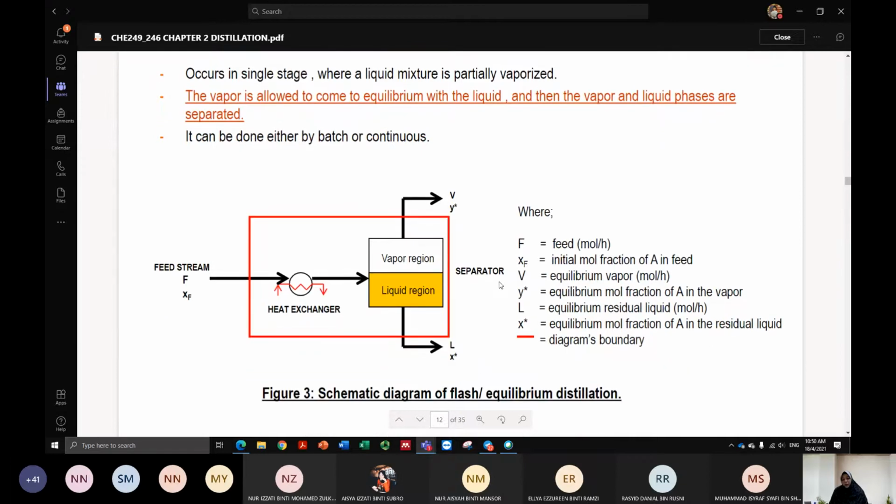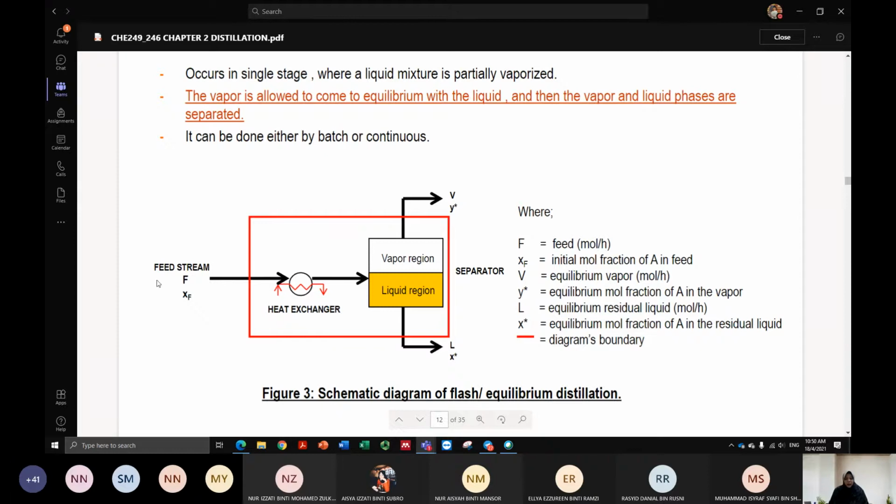So what we can see here is that the vapor component at the top of the column and the liquid component at the bottom of the column will always be at equilibrium state. This is a simple schematic diagram that you're going to have. Whatever feed you have, we're going to use the symbol F for the feed, and the feed consists of A and B, because you have two components. So you're going to present that as A and B.